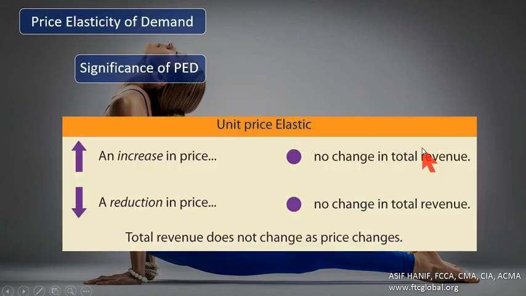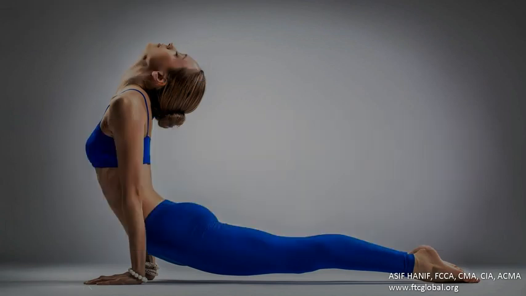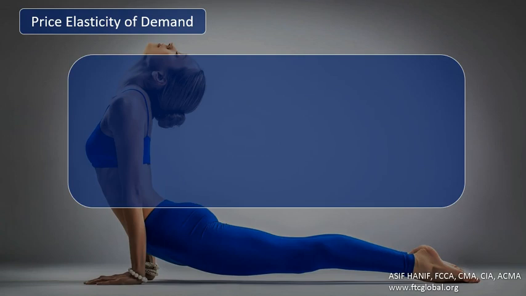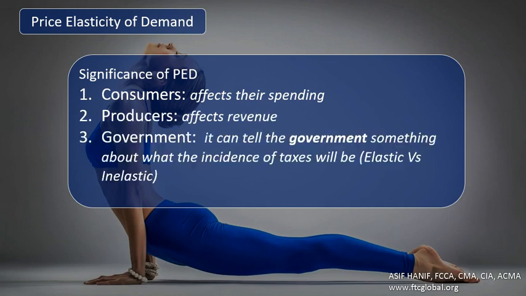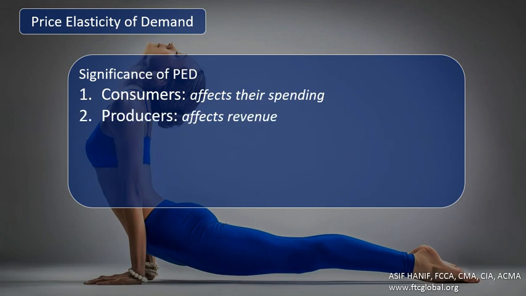But if the product is unit price elastic, or if PED is equal to 1, any increase or decrease in price will not affect the total revenue or the total expenditure for the firm. So the last area in price elasticity of demand is the significance of PED for customers, producers, and government. Let's see them one by one.